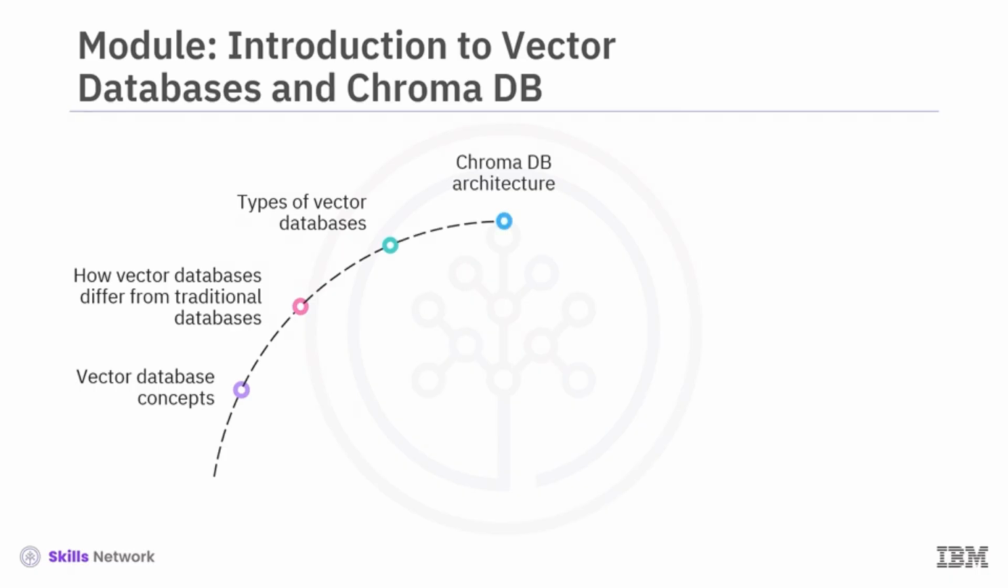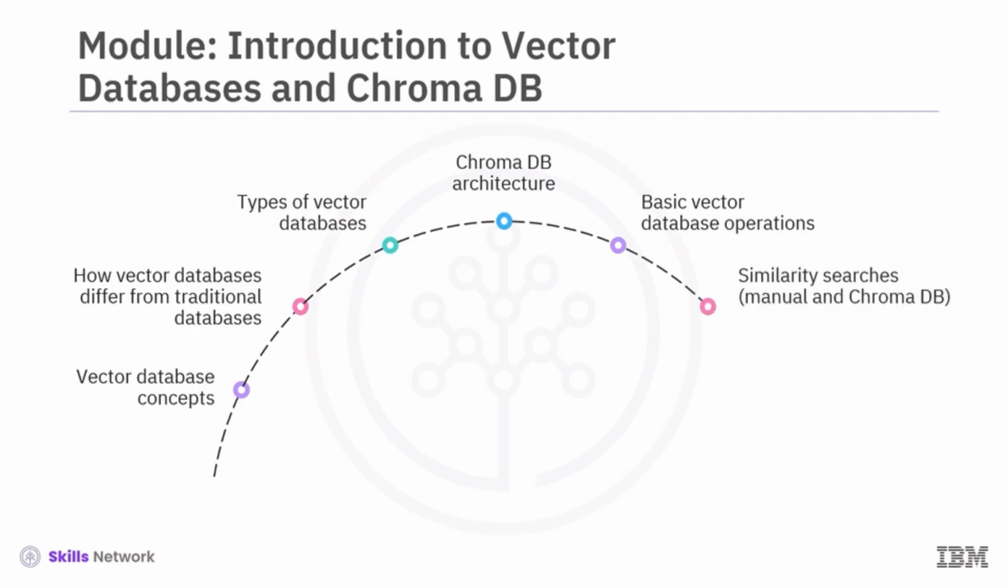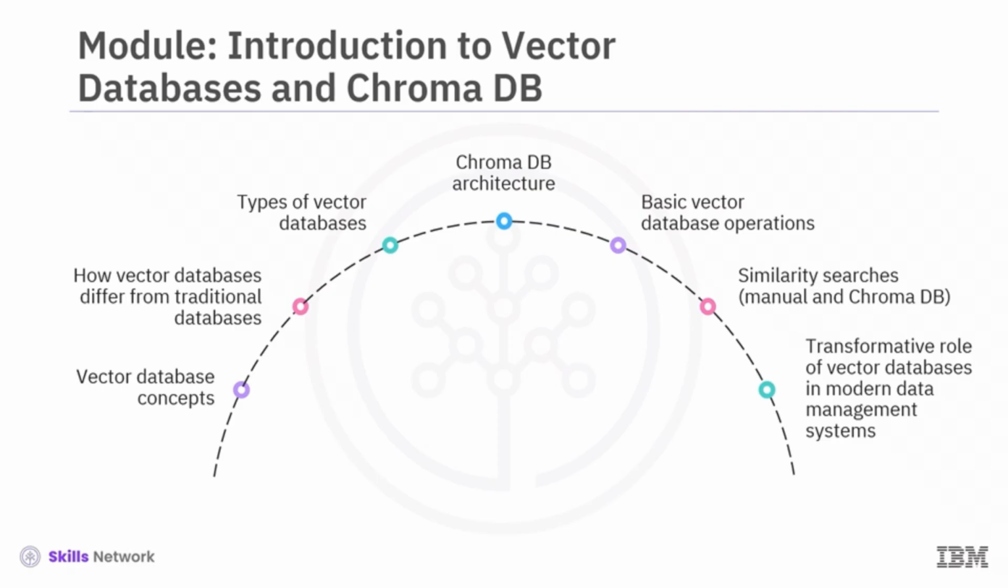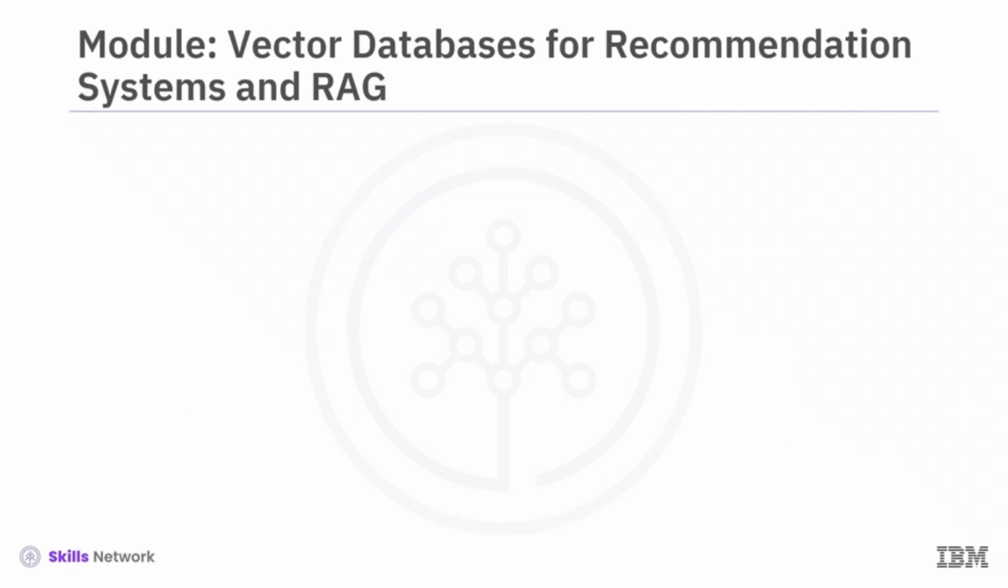You will explore the ChromaDB architecture and learn about common coding practices for its operations. You will gain hands-on experience performing basic vector database operations. You will also learn about similarity search and get hands-on experience performing similarity searches both manually and with ChromaDB. By the end of this module, you will have a clear understanding of the transformative role of vector databases in modern data management systems. The second module is Vector Databases for Recommendation Systems and RAG.